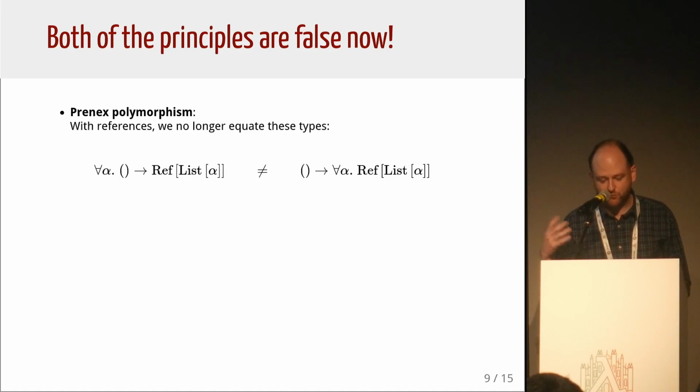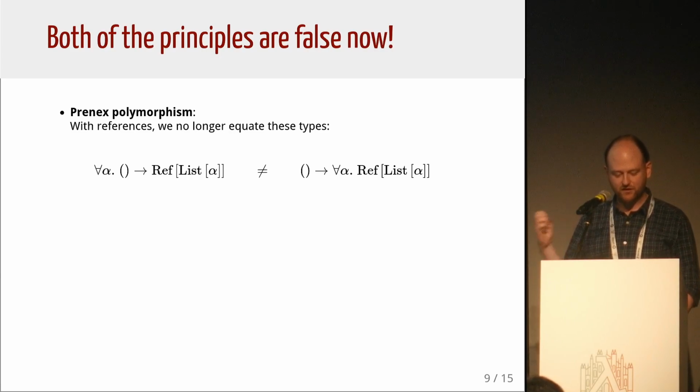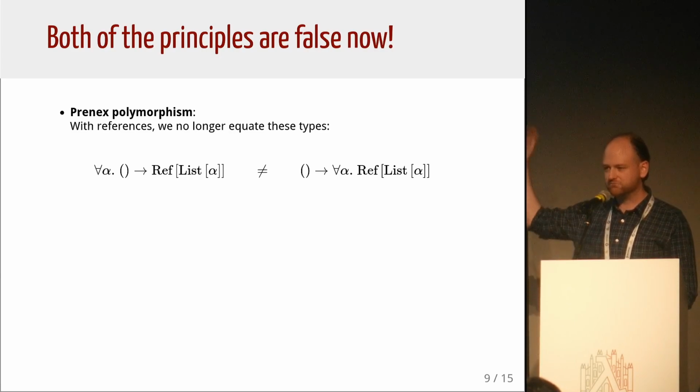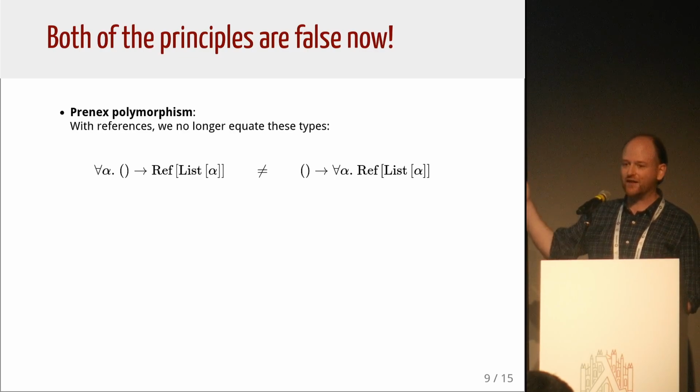For instance, with prenex polymorphism, if we have references, those two are just different types. The type on the left is a perfectly well-behaved function. That's a function which, when you call it, gives you back a reference containing, say, an empty list that can hold alphas. And every time you call it, it gives you back a different reference. So every time you call it, it can give you back a list capable of holding a different type. So it really is for all alpha.